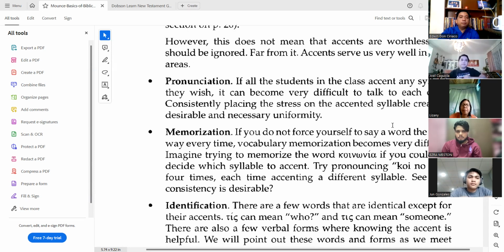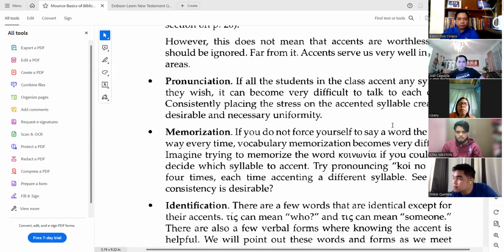Okay, so pronunciation: if all the students in the class accent any syllable they wish, it can become very difficult to talk to each other. So again, this is why the scribes already saved us the trouble of putting the accents there. And then, of course, memorization.